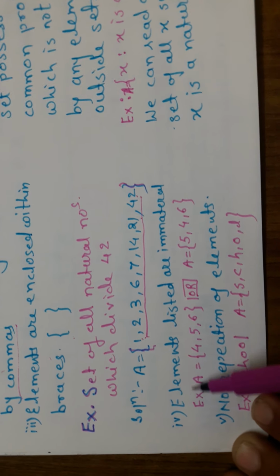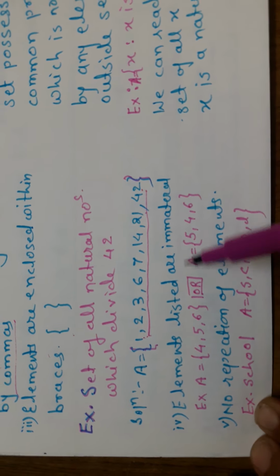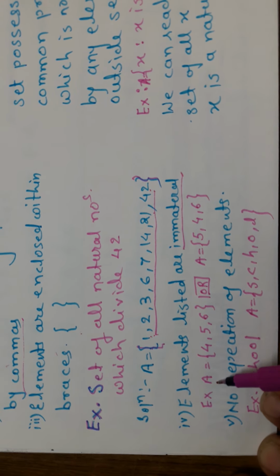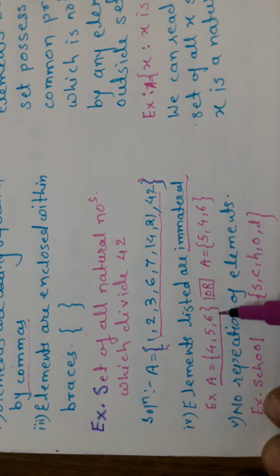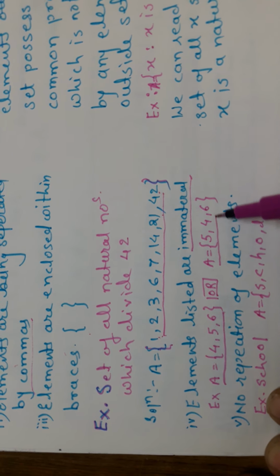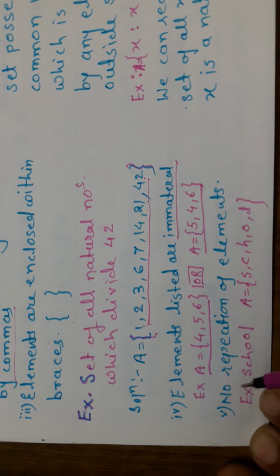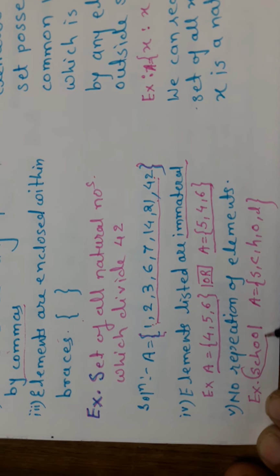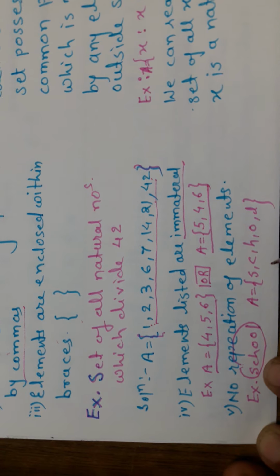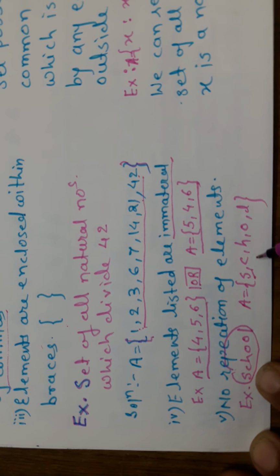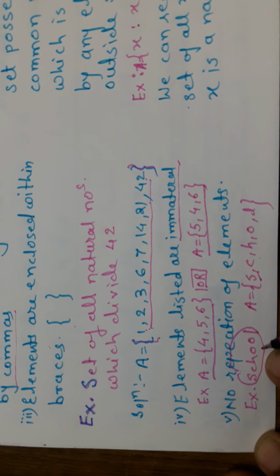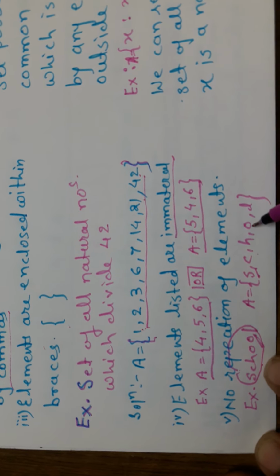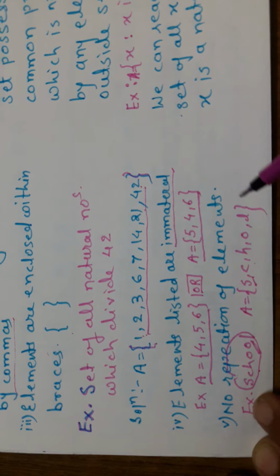Okay. Next, the order in which elements are listed is immaterial. Means if we write set A is equal to 4, 5, 6, it can be written as 5, 4, 6 also. No repetition of the element. If we have to write the word school in set form, then we write S, C, H, O. O is double in the word school, but we have to write O one time, and L.